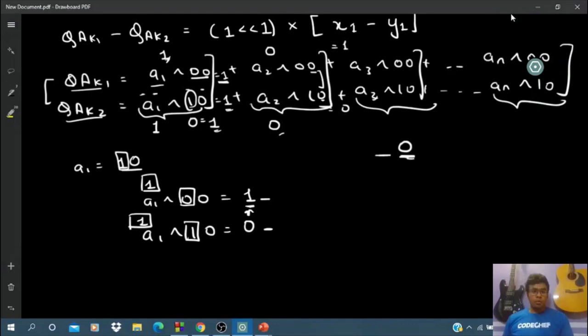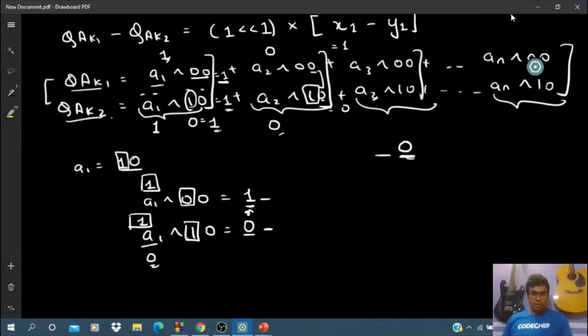As we talked about, the bits get flipped when they're XORed with 1. So we know that for QAK2, what the value is. So how many bits are set for QAK2, and this first bit will be set only when a1 has the first bit as 0, and this is how we get the correlation between x of 1 and QAK1 and QAK2.